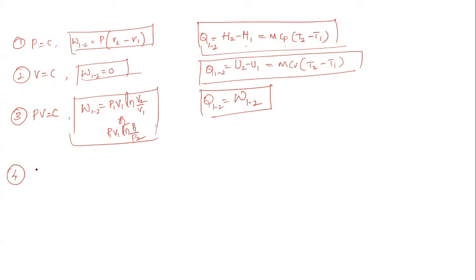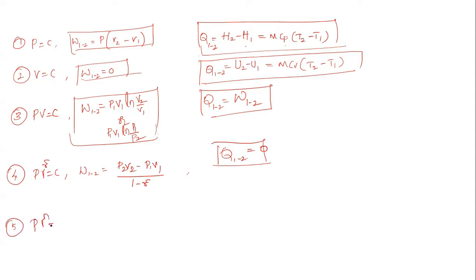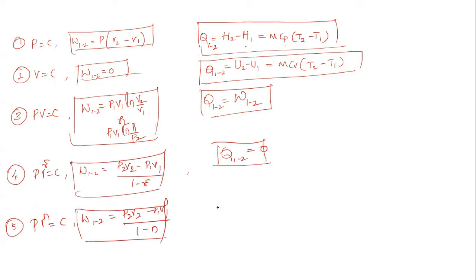Now, the fourth one is PV to the power of gamma equal to C. It is the adiabatic process, where straight away I can tell heat transfer is 0, and work transfer is given by (P2 V2 minus P1 V1) divided by (1 minus gamma). Next, the last one, the polytropic process, PV to the power of n equal to C, W1-2 is (P2 V2 minus P1 V1) divided by (1 minus n). This is the work expression for polytropic. This is the work expression for adiabatic.